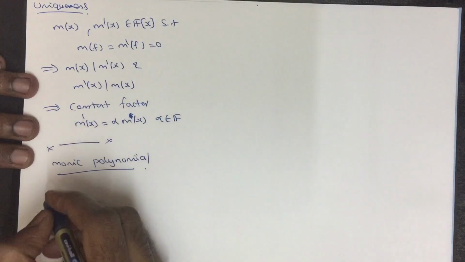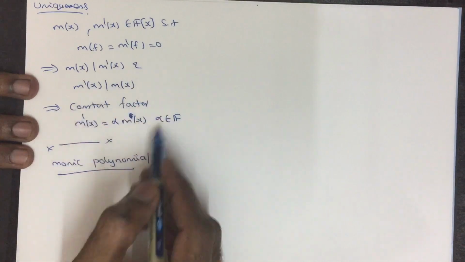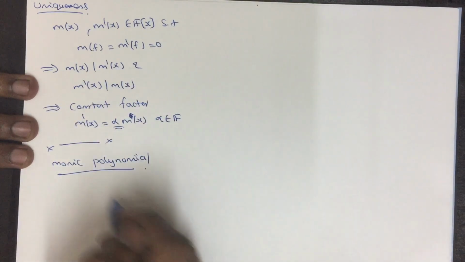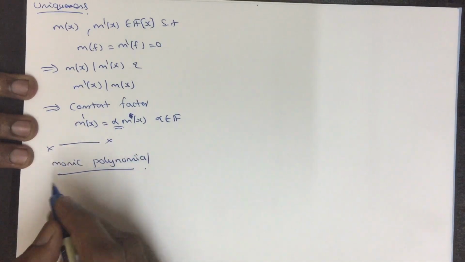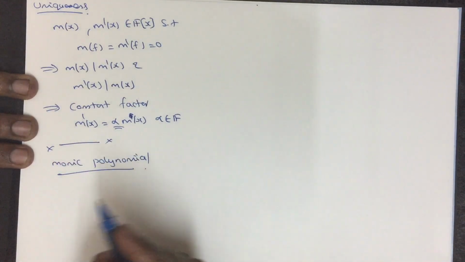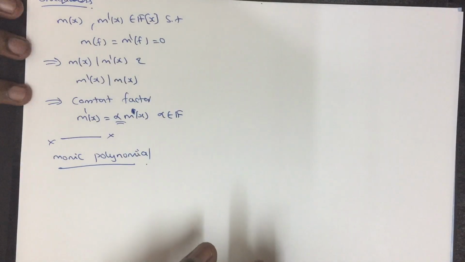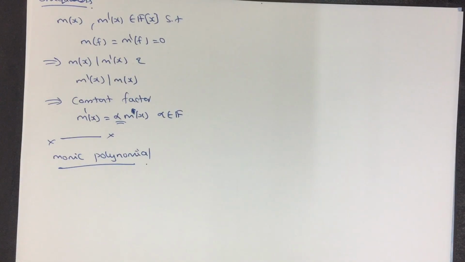So that's what we say. By definition, in order to get uniqueness even up to the constant factor, the uniqueness is enforced by assuming that the minimal polynomial has to be a monic polynomial. Okay. And this is what we wanted to cover today. Thank you. So we have just covered the existence and uniqueness of a minimal polynomial for a given linear map f. Thank you.